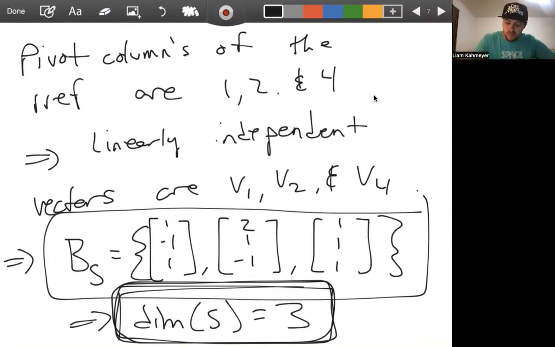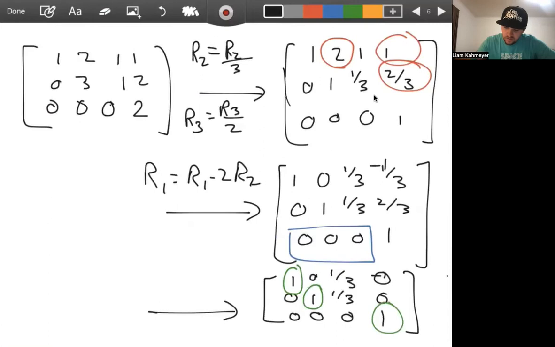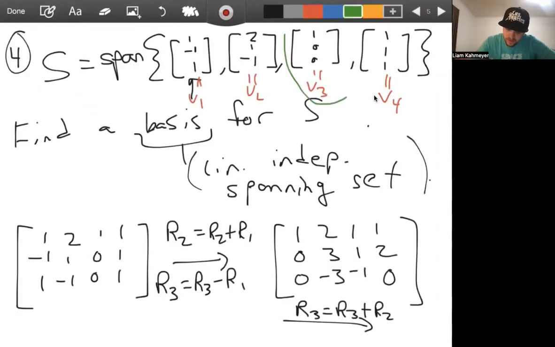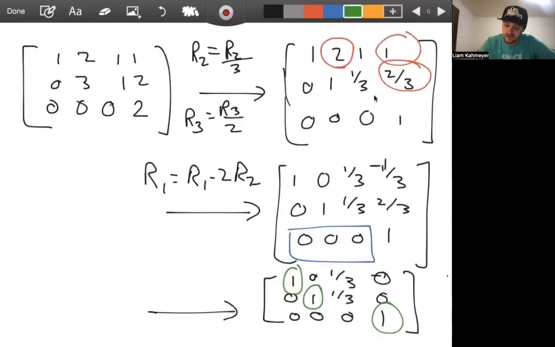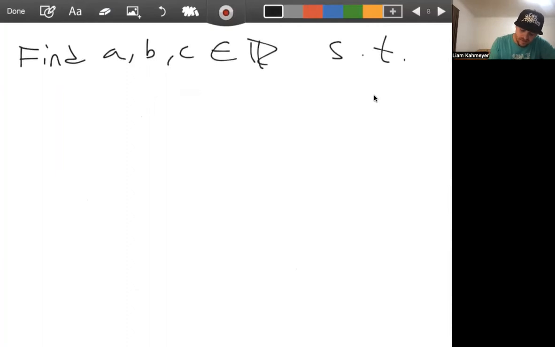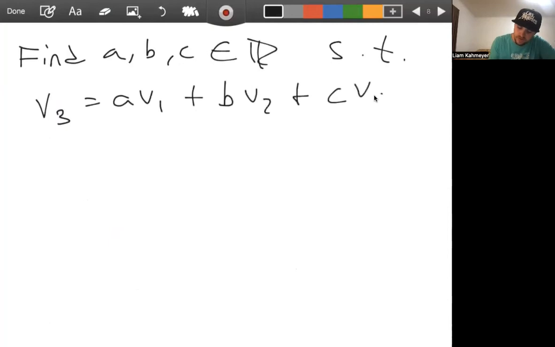What it also wants us to do in this problem is you'll notice the one vector that's linearly dependent was V3. Well, if it's linearly dependent, that means we should be able to write V3 as a linear combination of V1, V2, and V4. And the problem asks us to do that. So find A, B, C such that V3 equals A V1 plus B V2 plus C V4, right? Not V3. That was muscle memory. C V4.